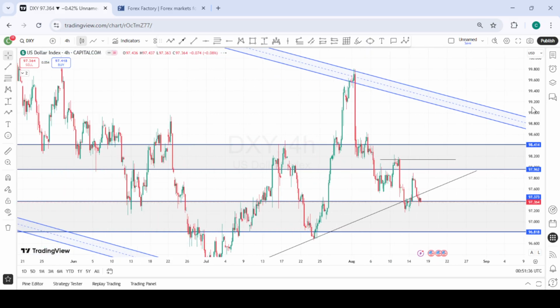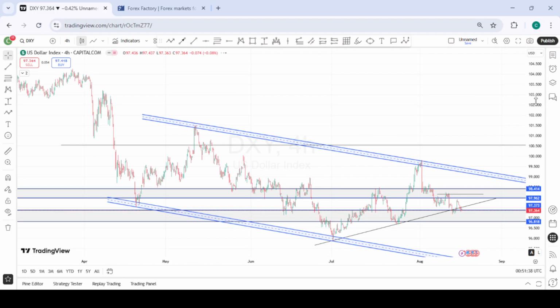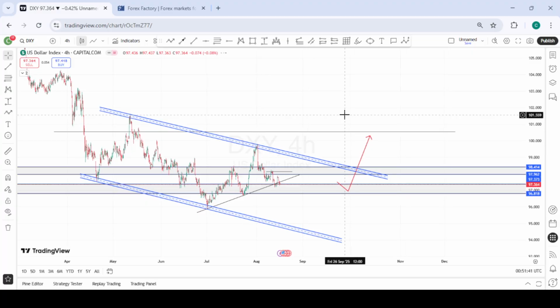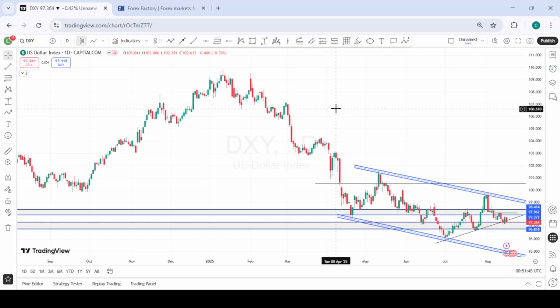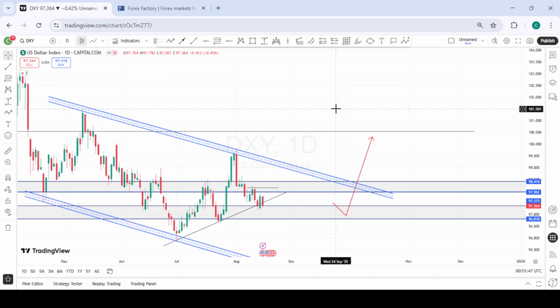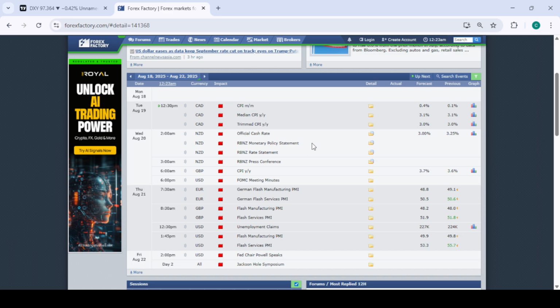So let's jump into the business for the coming week. Before we look at DXY, let's have a look at the economic calendar for the coming week before we jump to the charts. So on Monday, we don't really have any high impact news. On Tuesday, there's CAD CPI. So if you are trading any CAD pair, take note of that. And on Wednesday, there's NZD official cash rate and monetary policy statement.